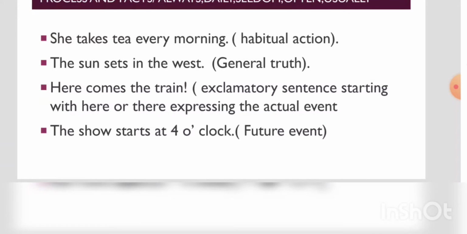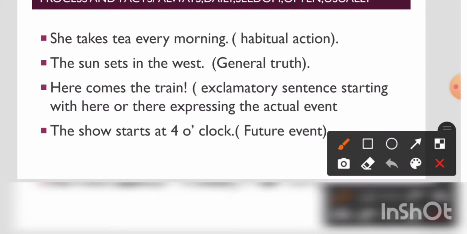Present simple. Present simple is also known as simple present or present indefinite. Present indefinite means we are not definite about whether the action which is said in present simple tense finished or not finished. It also expresses routine, repeated action, universal truth, habits, process, facts.